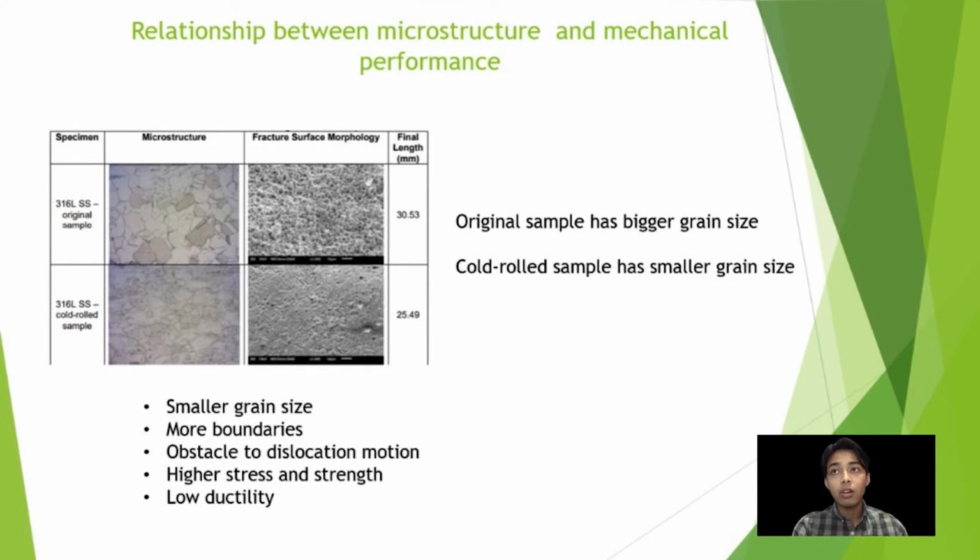The microstructure of a material such as metals, polymers, and ceramics can strongly influence properties such as strength, toughness, ductility, hardness, corrosion resistance, high or low temperature behavior, or wear resistance. As we can see in the table, the grain size of the original sample is much bigger than the cold roll sample. The particle movement along grain boundaries is faster. This condition will make dislocation harder to occur. So we can conclude that the cold roll sample is much stronger and tougher compared to the original sample. But as the strength increases, the ductility will decrease.